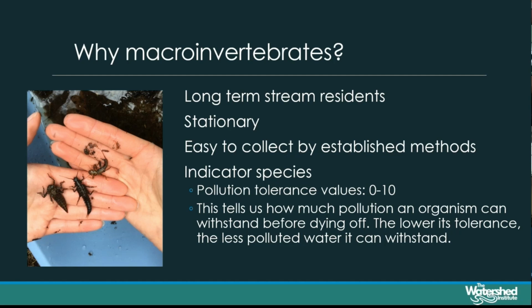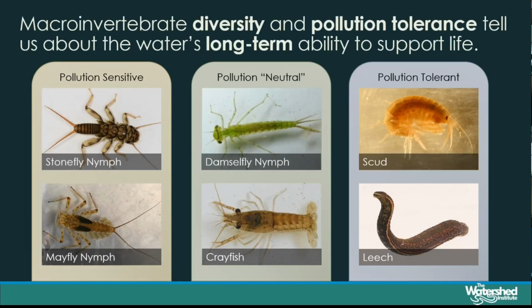This is perhaps the most important feature of the macroinvertebrate. We have assigned numerical values to each of these taxa of macroinvertebrate, anywhere from 0 to 10. So a pollution tolerance value of 0 means that you can handle very, very little pollution. So a stonefly, a mayfly, a caddisfly, these are organisms that have that low pollution tolerance value.